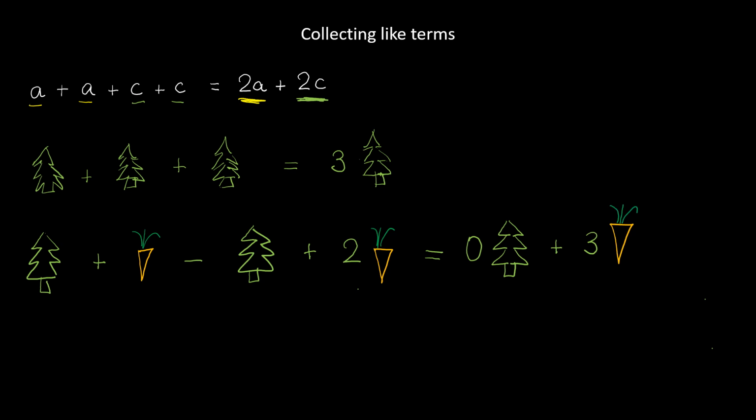I don't have to write that 0 trees after I've collected like terms. I could also say that I've got no tomatoes or no bananas, but I don't bother writing that, and so I don't have to write that I've got no trees. I can simply say that after I've collected like terms, I'm left with 3 carrots.